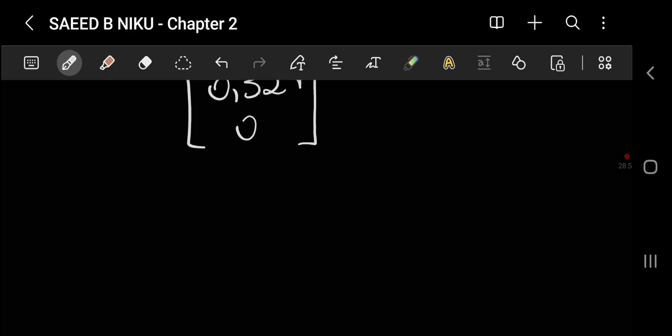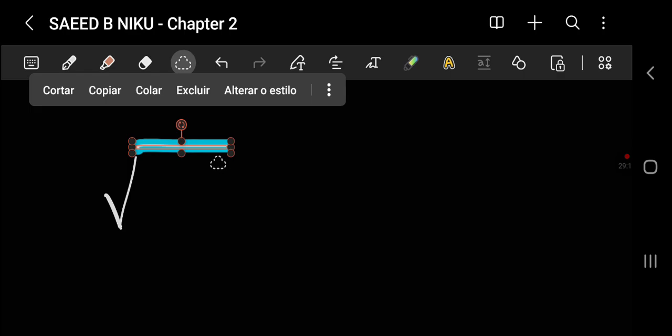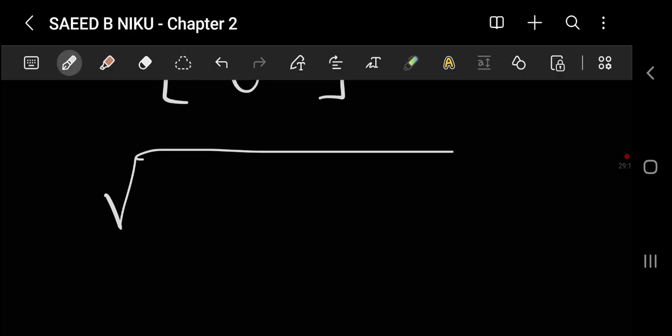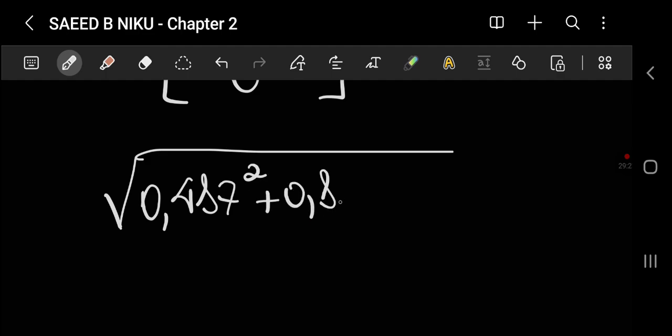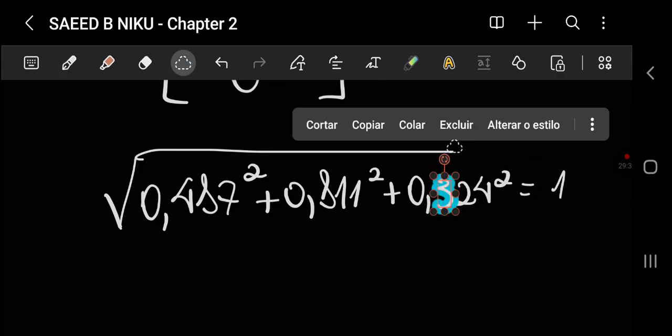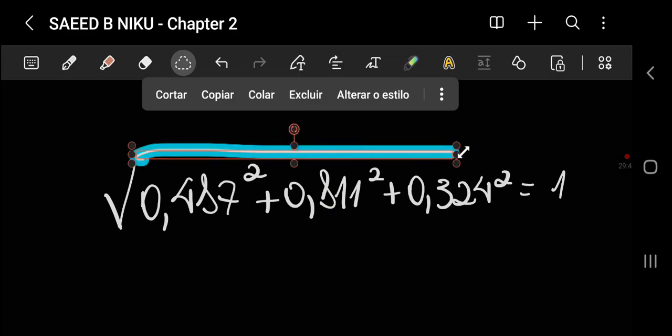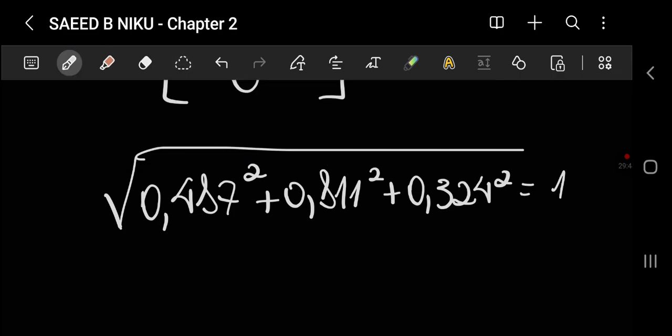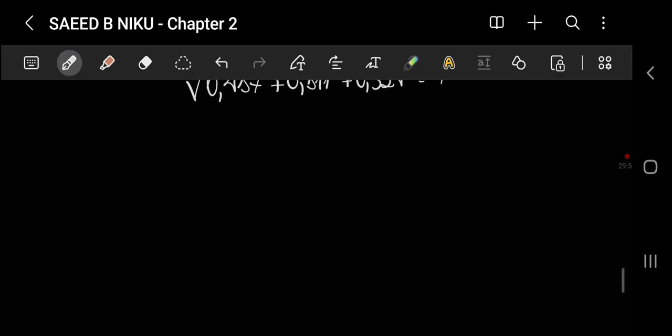And now, as I was saying, when we normalize the length of a vector to be equal to 1, this happens, which is a formality.